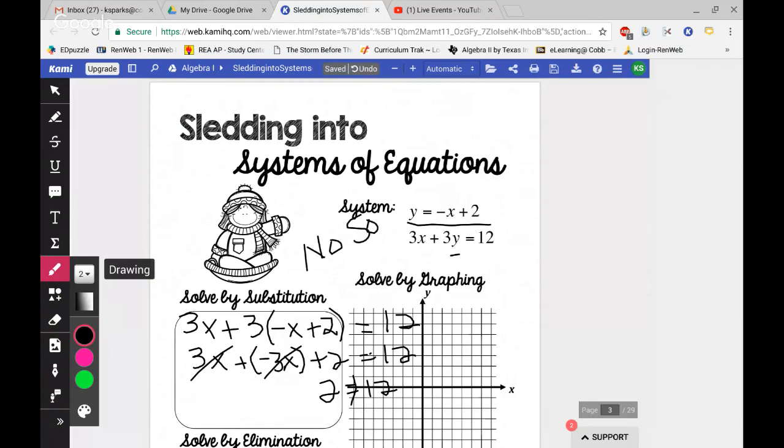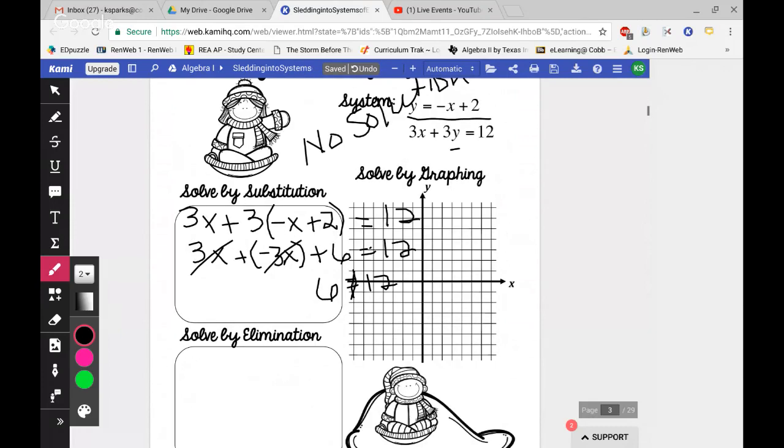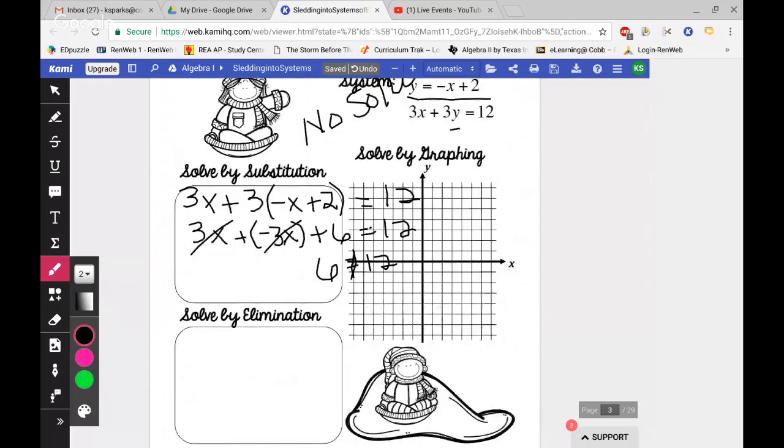Wouldn't you distribute the 3 to the 2? Oh, yes, you're right. I didn't. Good catch. Good job. So it's actually 6 equals 12, which doesn't equal 12, so it's no solution. So once you get a no solution like that, either in substitution or elimination, you don't have to do the substituting for the other part.